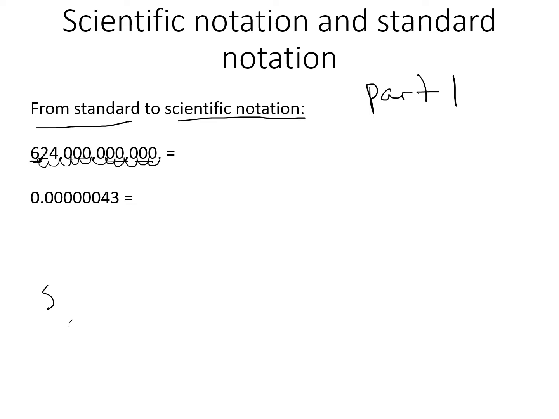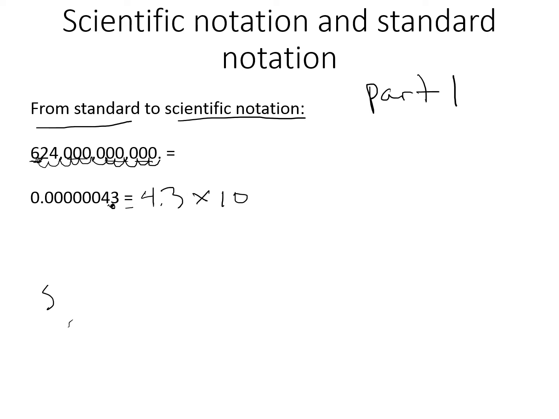So what do we do here? In this case, we are again going to look for a number that is not a 0, and we can put a decimal point right after it, and that is going to be 4.3. So we put the decimal point right there. And 4.3 does not equal this 0.00043. Obviously, these two values are not equivalent, so there's a problem here. We're going to have to add times 10 to the something. So 4.3 times 10 would be 43. So that's obviously not right.